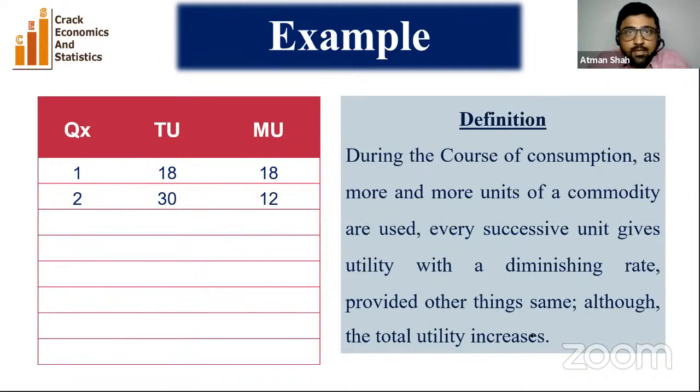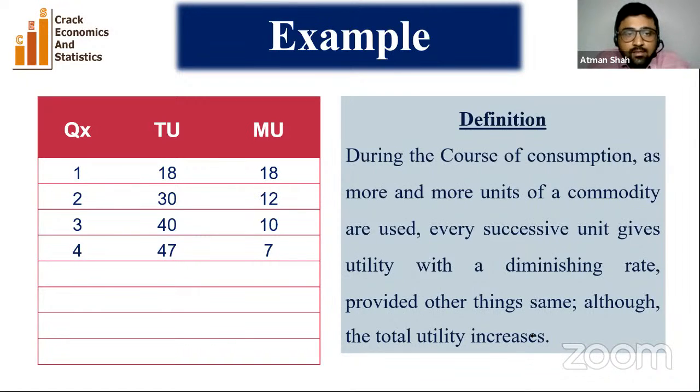Second unit, total utility increases from 18 to 30. Marginal utility is 30 minus 18, that is 12. The change in total utility due to additional consumption. So total utility increases by 12 units and therefore the marginal utility of the second unit is 12. Third unit, total utility increases from 30 to 40 and therefore marginal utility is 10. That is 40 minus 30.